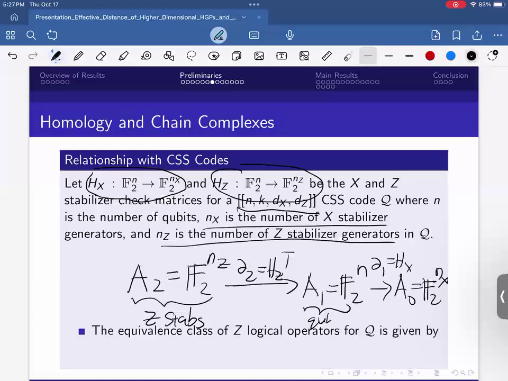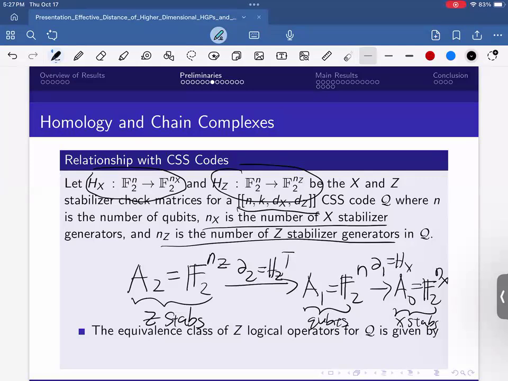So we have a couple of different vector spaces. This one is the Z stabilizers. We are now associating that with our A2 vector space, and then it is F2 to the NZ. NZ is the number of Z stabilizer generators. And then there's a boundary operator, partial 2, that takes it to A1, the qubits, which is our HZ transpose, the transpose of our Z stabilizer matrix.